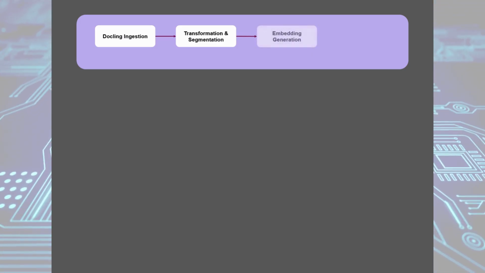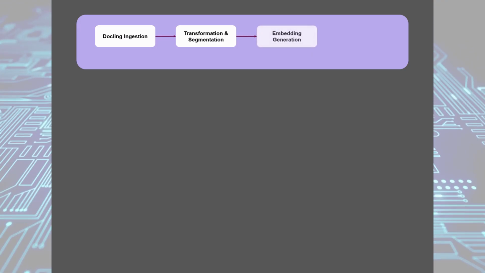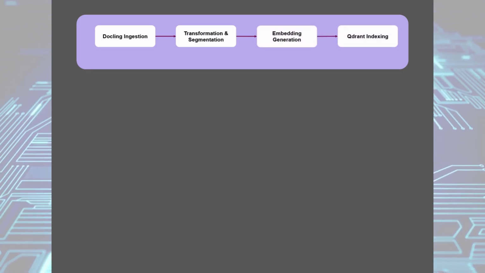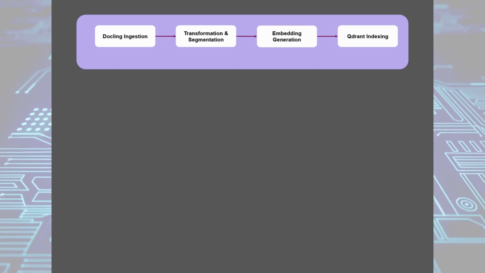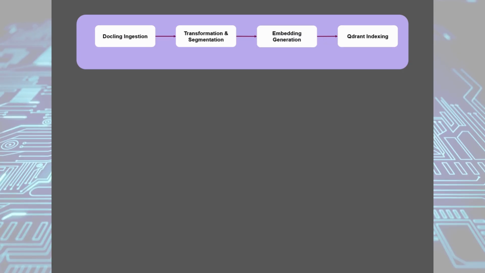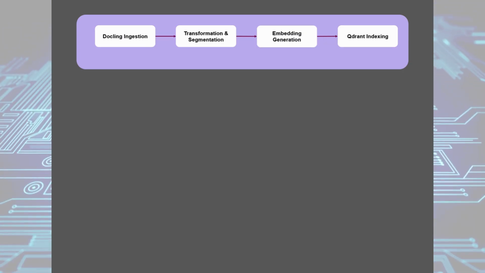Here, each chunk was converted into high-dimensional vector representations or embeddings that captured the semantic core of the content. Finally, these embeddings were indexed in Qdrant, a powerful vector database optimized for fast and intelligent similarity-based retrieval.